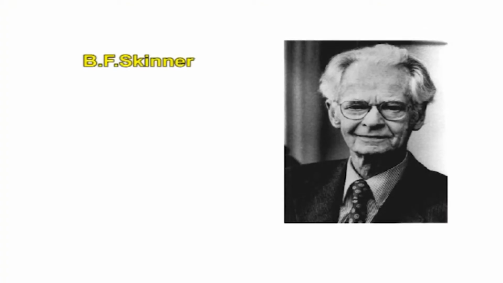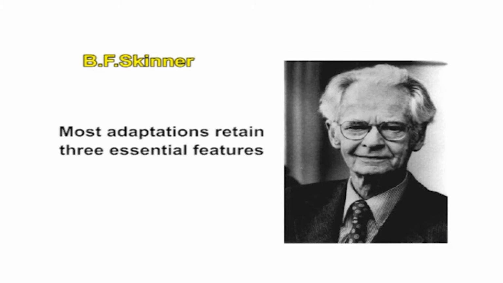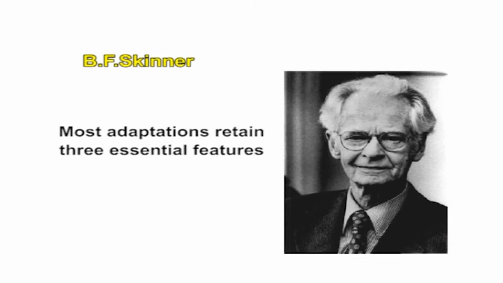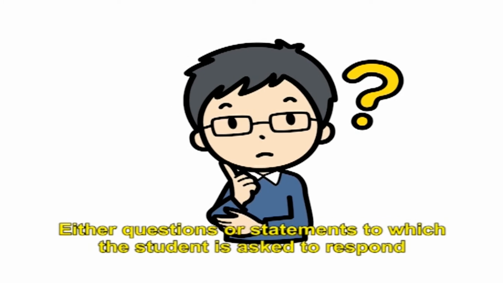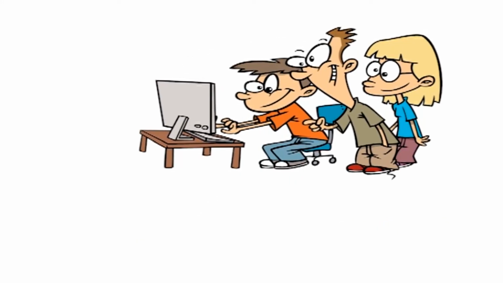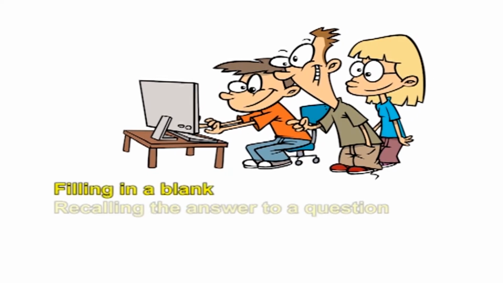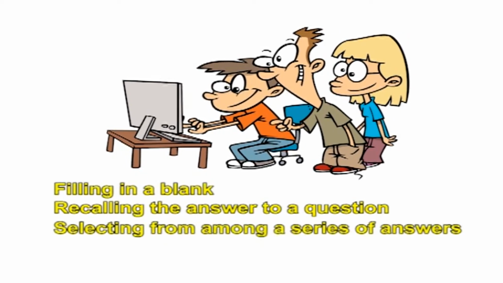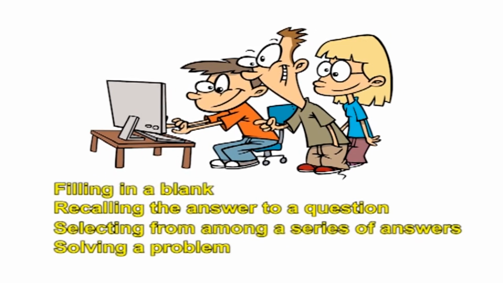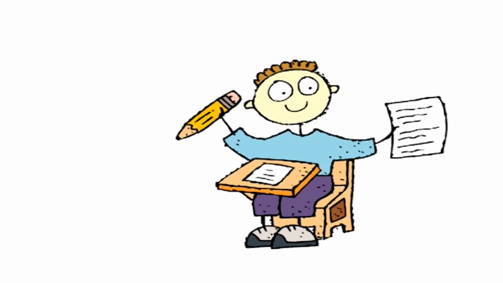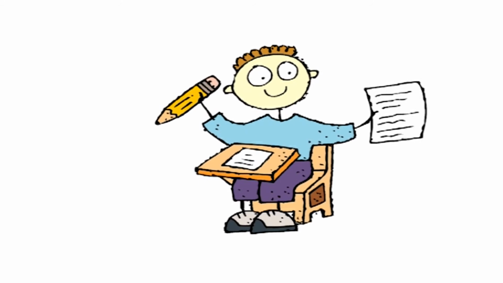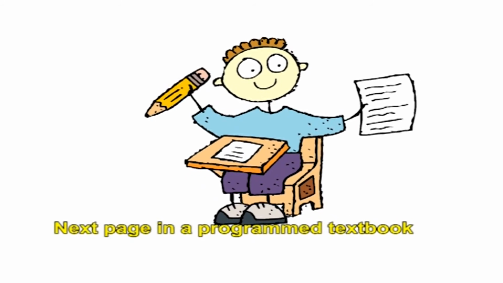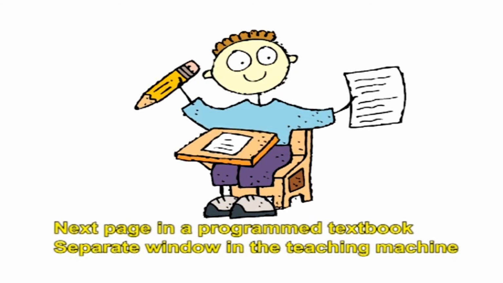Although Skinner's initial programmed instruction format has undergone many transformations, most adaptations retain three essential features: an ordered sequence of items, either questions or statements, to which the student is asked to respond; student response, which may be in the form of filling in the blank, recalling the answer to a question, selecting from among a series of answers, or solving a problem; and provision for immediate response confirmation, sometimes within the program frame itself, but usually in a different location, as on the next page in the program textbook, or in a separate window in the teaching machine.